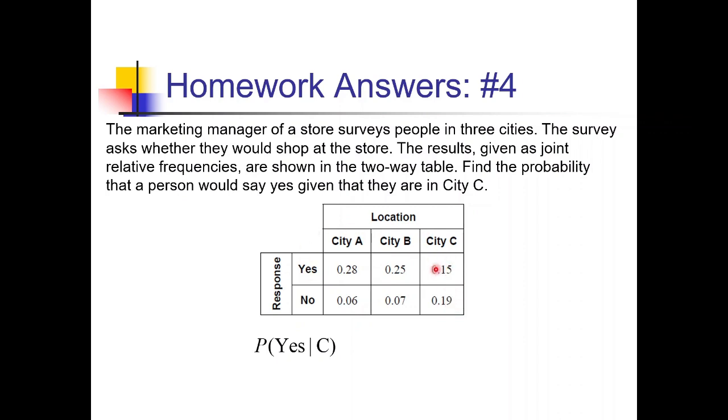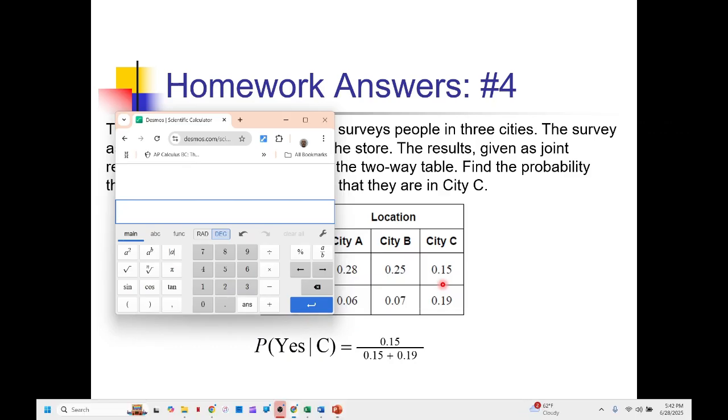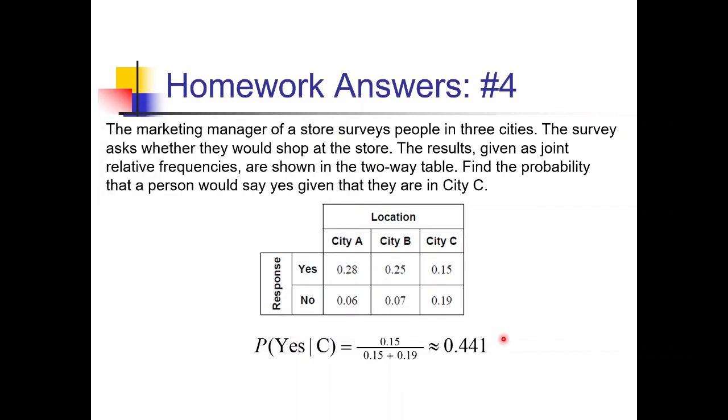So we've got yes and C, that's going to be 0.15. And then city C, the probability of living there is 0.15 plus 0.19. Let's run those numbers on the calculator. So fraction 0.15 over 0.15 plus 0.19 comes out to about 0.441. So there is a 44.1% chance that somebody who lives in city C would say yes and shop at the store.